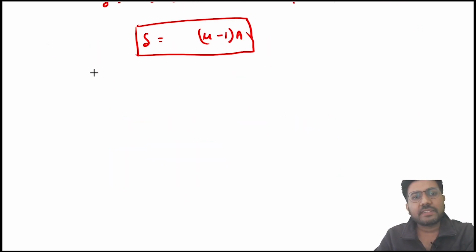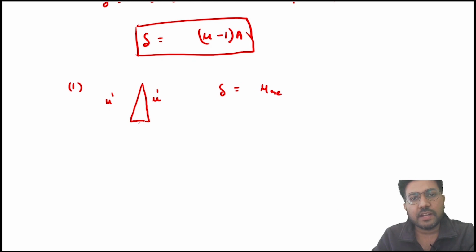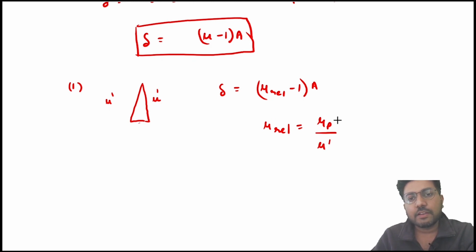Now let us write some important points. First, if the medium on both sides of the thin prism has refractive index mu dash, in that case we will write delta is equal to mu relative minus 1 into A, where mu relative is equal to mu of prism divided by mu of medium, that is mu divided by mu dash. So instead of mu we will write mu by mu dash.